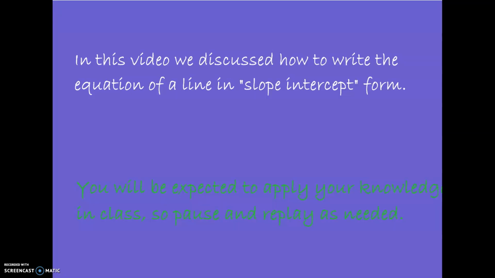In this video, we discussed how to write an equation of a line in slope-intercept form. Remember, slope-intercept form is y equals mx plus b, where m is your slope and b is your y-intercept. If you need to replay this video to gain more understanding, please do so. If not, please finish the rest of your work on this page.